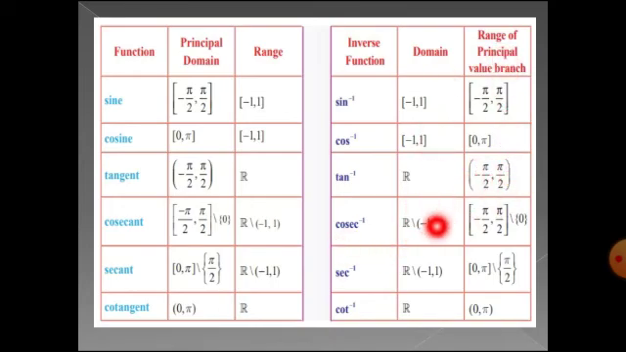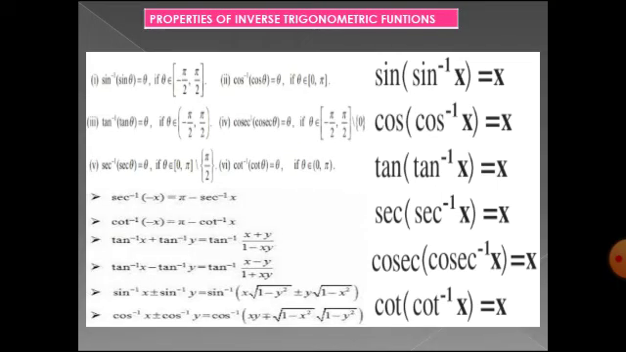For cosec inverse, the domain is R minus the open interval minus 1 to 1, and the range of the principal value is minus pi by 2 to pi by 2 minus 0. For secant inverse, it is R minus the open interval minus 1 to 1, and the range is 0 to pi minus pi by 2. For cot inverse, it is all real numbers, and the range is the open interval 0 to pi.